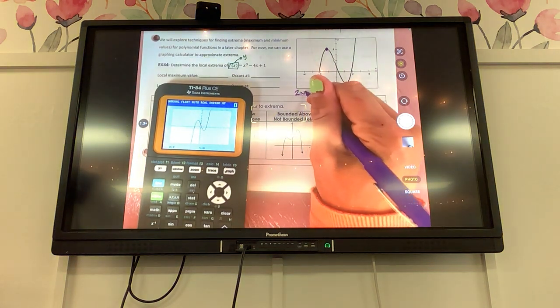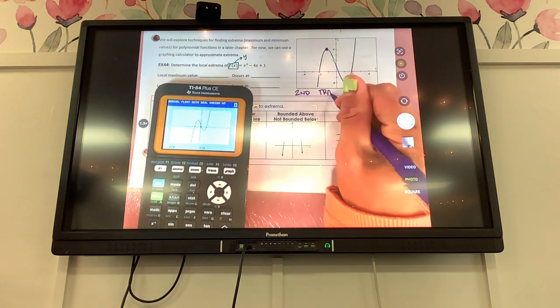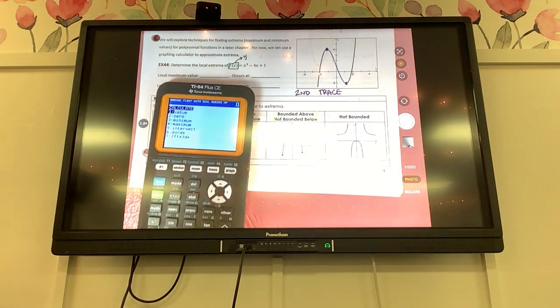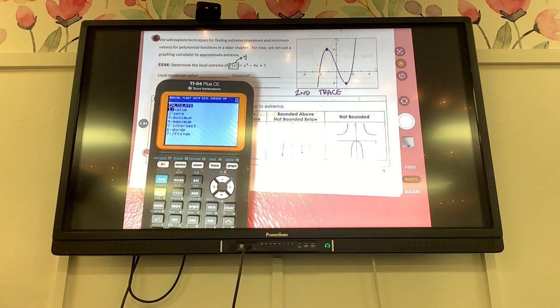All right, so what you're gonna do is hit second trace, and then depending on what you want to find, you're going to hit min or max. See, this is driving me crazy because you see it keep auto-focusing. Is that not driving you nuts? I'll have to do it for long now.